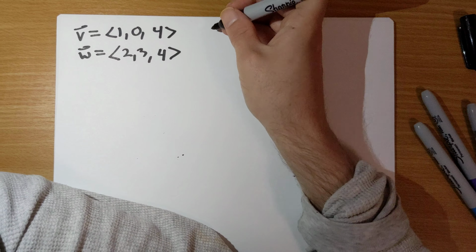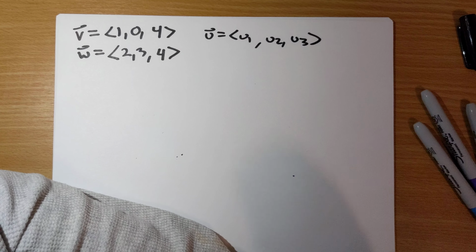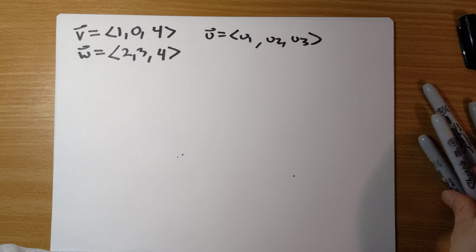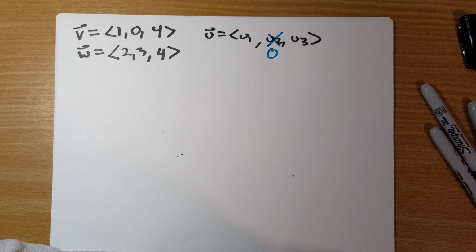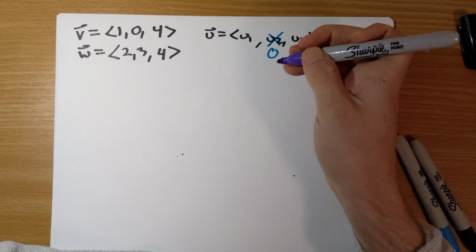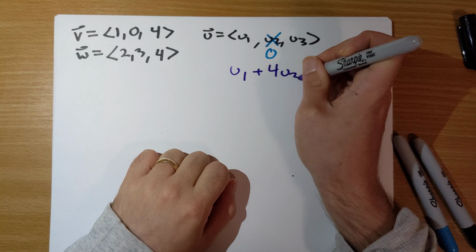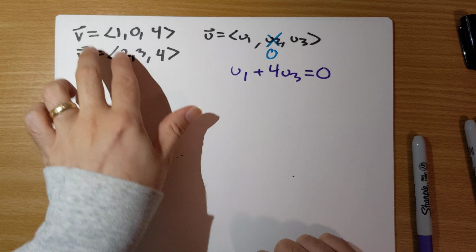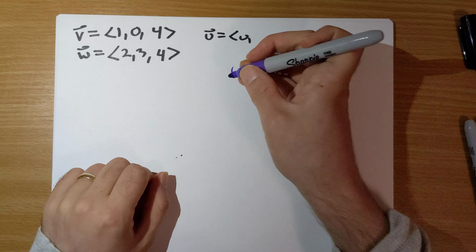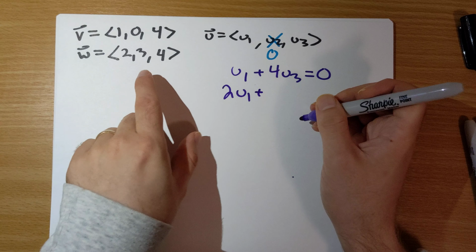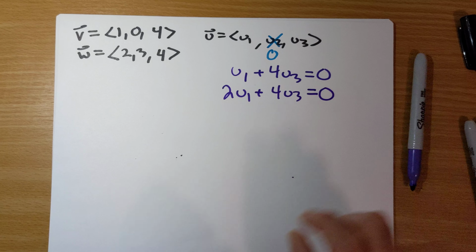Just as an example here, u is u1, u2, u3. Let's set u2 to be 0 and just see what happens. This would tell us that we would need 1 times u1 plus 4 times u3 to be equal to 0, because this is saying that v dot u is equal to 0. And we also would need 2u1 plus 3 times 0 plus 4 times u3 to equal 0.